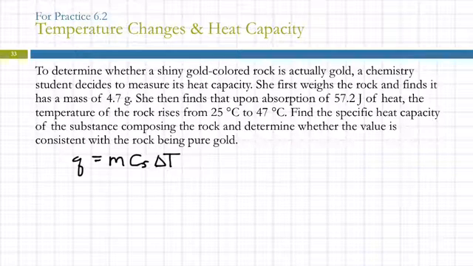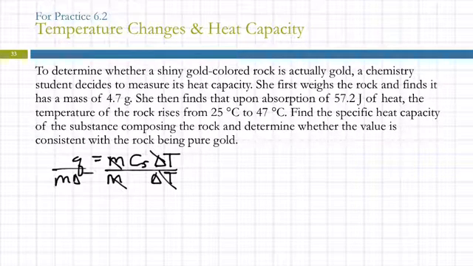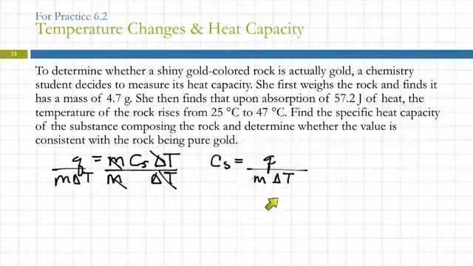So they're asking us to find the specific heat capacity. That's the C. So we just need to rearrange. We'll divide by M, divide by delta T on this side. Do the same thing on that side. So we've got the specific heat capacity. It's going to be equal to Q divided by M and delta T. Now we know what we're looking for. Let's look for these variables, these quantities.